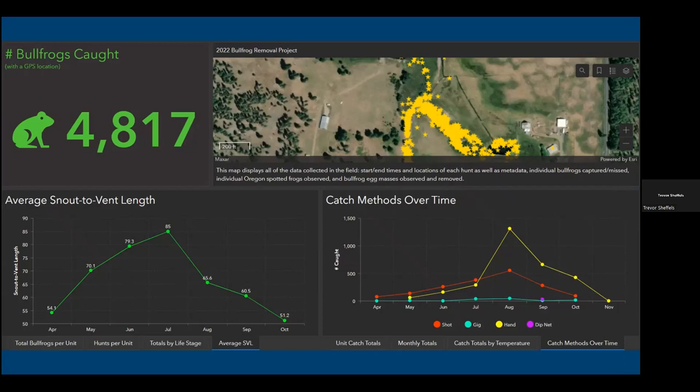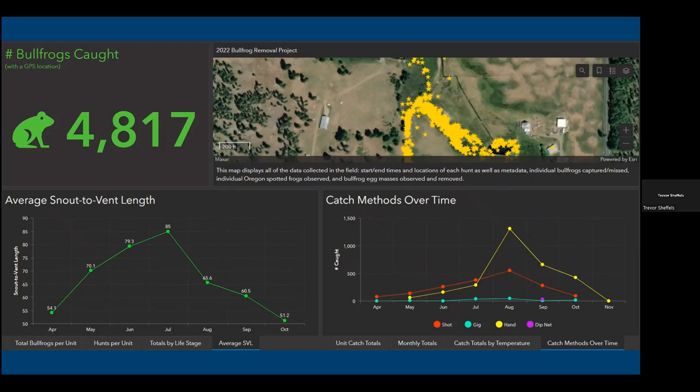So after we have entered data in the field into Field Maps and gone back to the lab and edited that data using Experience Builder, we can then start to work with that complete data set using a dashboard. An AGOL dashboard really nicely visualizes data collected on most AGOL applications. To create this dashboard, we first added the Bullfrog map and its associated layers, so we could then build different elements that would transform tabular data into summary charts and graphs. These graphs automatically update as new data is uploaded in the associated layers.